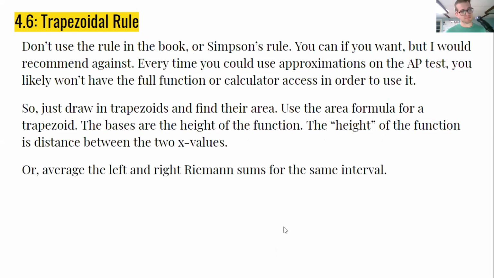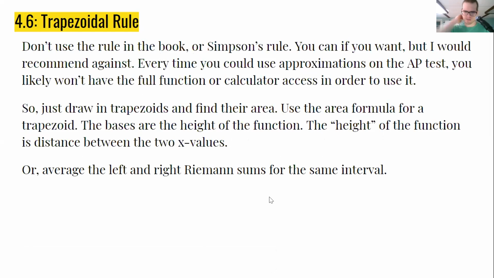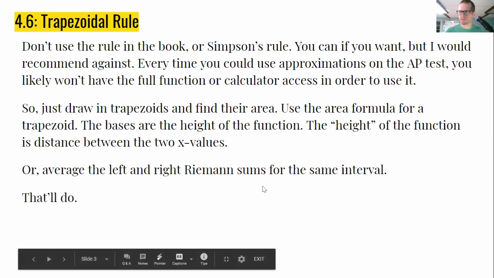Another way to do that is do a left Riemann sum, do a right Riemann sum, and then average them on the interval. It's exactly the same thing. That's how I normally perform trapezoidal approximations. When I need to calculate it, I just do a left and a right and average them. That's literally what I did to get my check sum for this one. And that'll do.